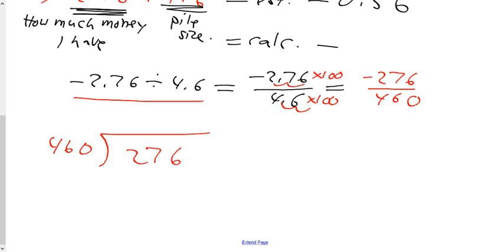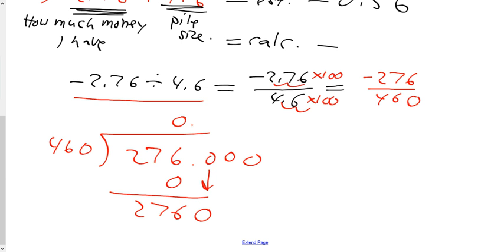How many 460s are there in 276? There are 0. So I'm going to put a 0 up here. My decimal's there. My decimal's there. 0 here. Subtract 276. Now I got to bring down something. What can I bring down here? Well, 276 is 276.000. I can just bring down zeros. So now I bring down a 0. And my next question is, how many 460s are there in 2,760? Not an easy question. What's our gut say?